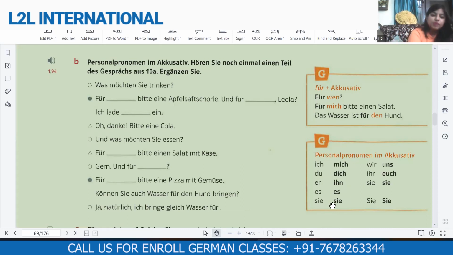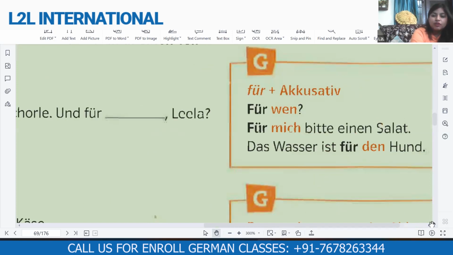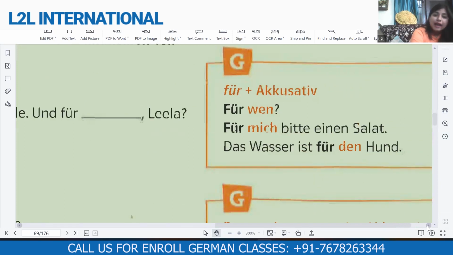And now why is it dich, mich? It is dich, mich because it is accusative. Now, why are we using this as an accusative? Because of the word für. Für is an accusative preposition. So whenever we use für in any sentence, we have to use accusative with it. For example, it's written here für plus accusative, which means für is an accusative preposition. Für means for. So if I want to say for whom, we use the word für.